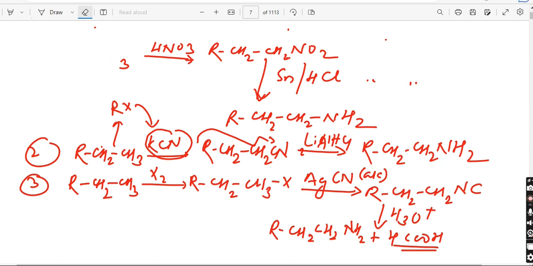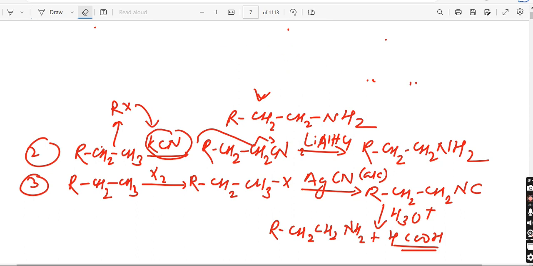So now, how to convert them into cyanide? So cyanide, here it is. How to convert into cyanide? How to convert into isocyanide up to here, right?